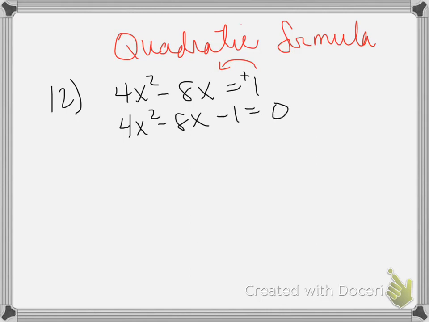Now we're going to list our A, B, C's. All right, so our A is going to be 4. Our B is going to be negative 8, and our C is going to be negative 1. And now we're going to use the quadratic formula.